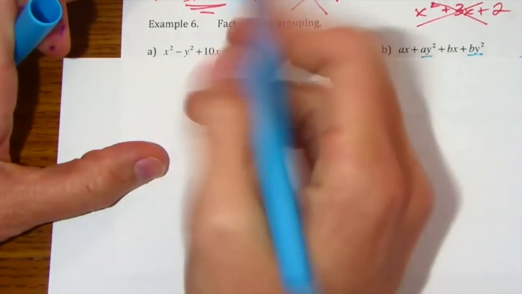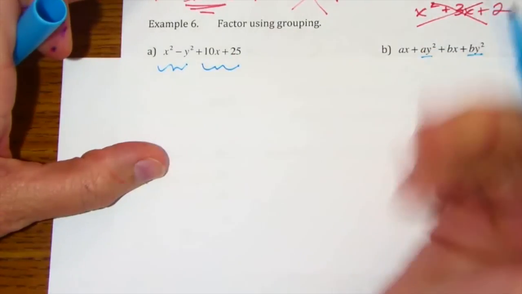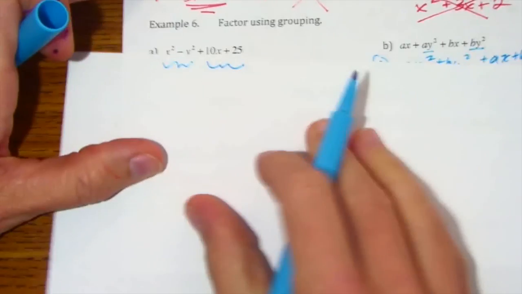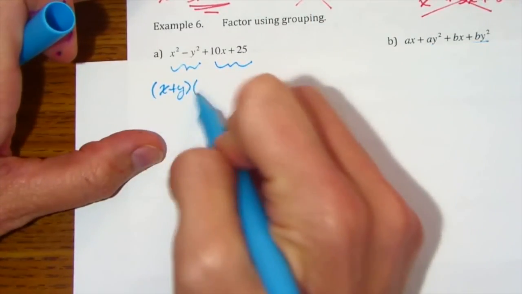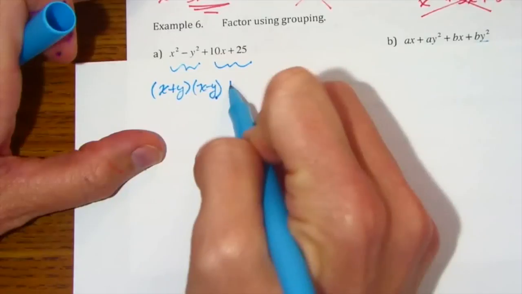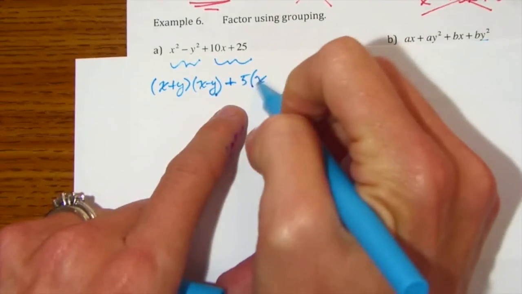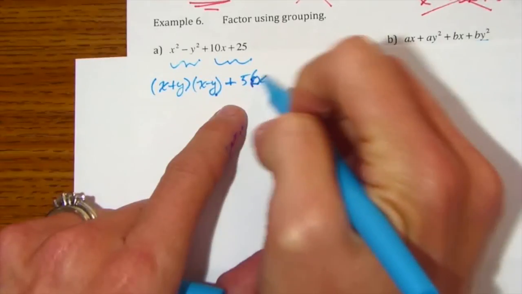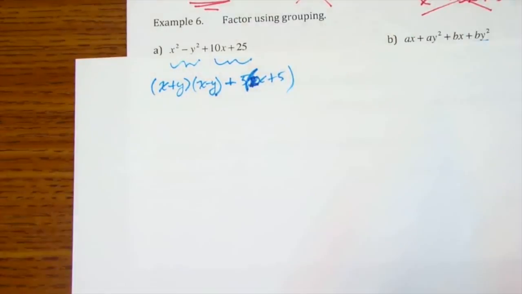They're going to group the first two because it's a difference of squares, and they're going to group the second two. And what's nice is they both actually do factor. For this first one, you get x plus y, x minus y, and then plus. And then for the second one, we can pull out a 5, and we get x, 2x plus 5. Okay, now what is the issue with grouping this way?